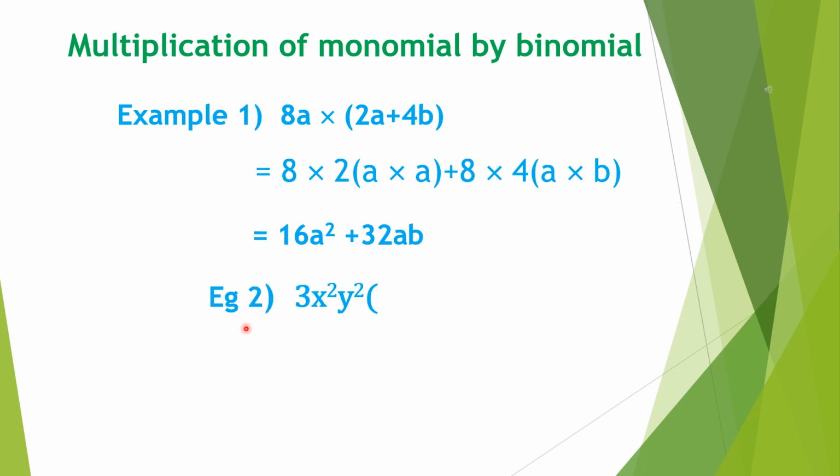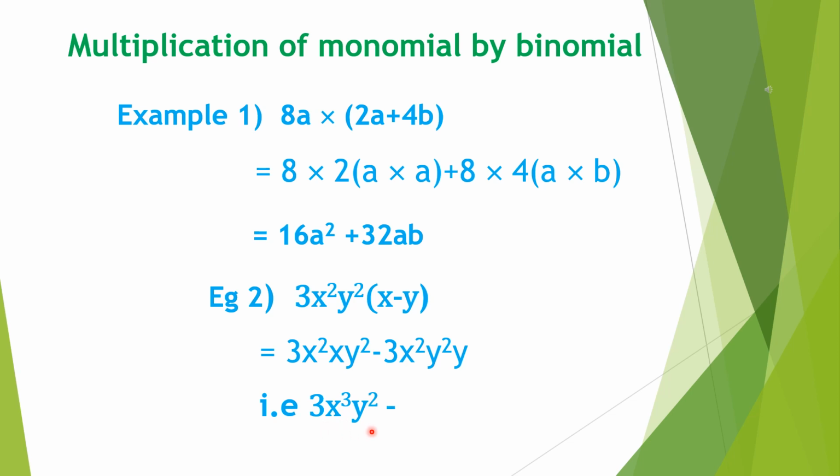Example 2. 3x square y square into x minus y. 3x square y square into x is 3x cube y square. That is 3x cube y square, plus into minus is minus. 3x square y square into y is 3x square y cube. That is 3x cube y square minus 3x square y cube.